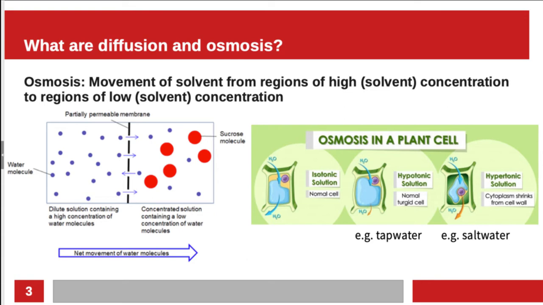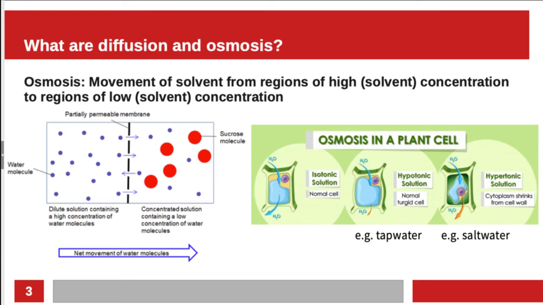So, as with diffusion, the molecules that can move, in this case only water, can move across the membrane from regions where they're highly concentrated to the region where they're less concentrated. And so therefore they move preferentially, and the net movement is from left to right in this diagram.